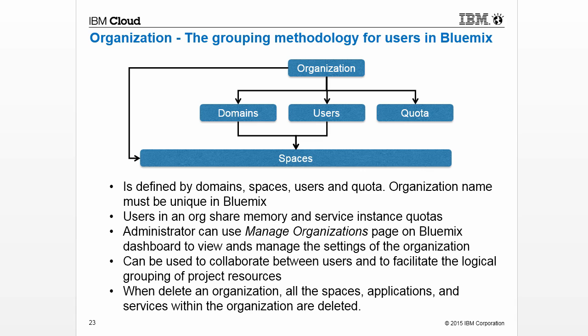In Bluemix, you can use organizations to collaborate between users and to facilitate the logical grouping of project resources in the following ways. You can be the owner of your own organization, and you can also be the member of other organizations. You can group a set of spaces, applications, services, domains, routes, and users together in organizations. You can govern the access to the resources of organizations on a per-user basis.